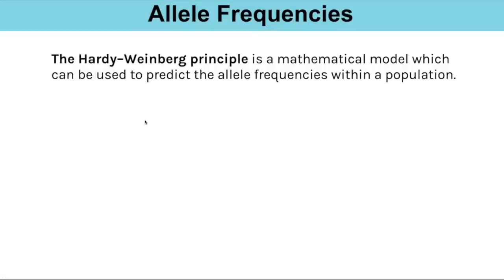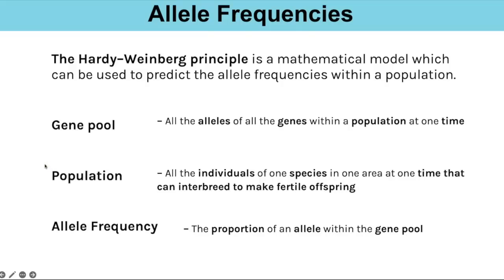So you also need to know about the Hardy-Weinberg principle, which is essentially a mathematical model which can be used to predict the allele frequencies within a population, which means how common one particular allele is within that population's gene pool. So just to review some of these key terms then: gene pool, population and allele frequency. The gene pool is all the alleles of all the genes within a population at one time. Population is all the individuals of one species in one area at one time, and they can interbreed to make fertile offspring. And lastly, the allele frequency is the proportion of an allele within the gene pool. So these are key definitions to learn for AQA, but it's also to help get your head around the calculation which we're going to go on to next.